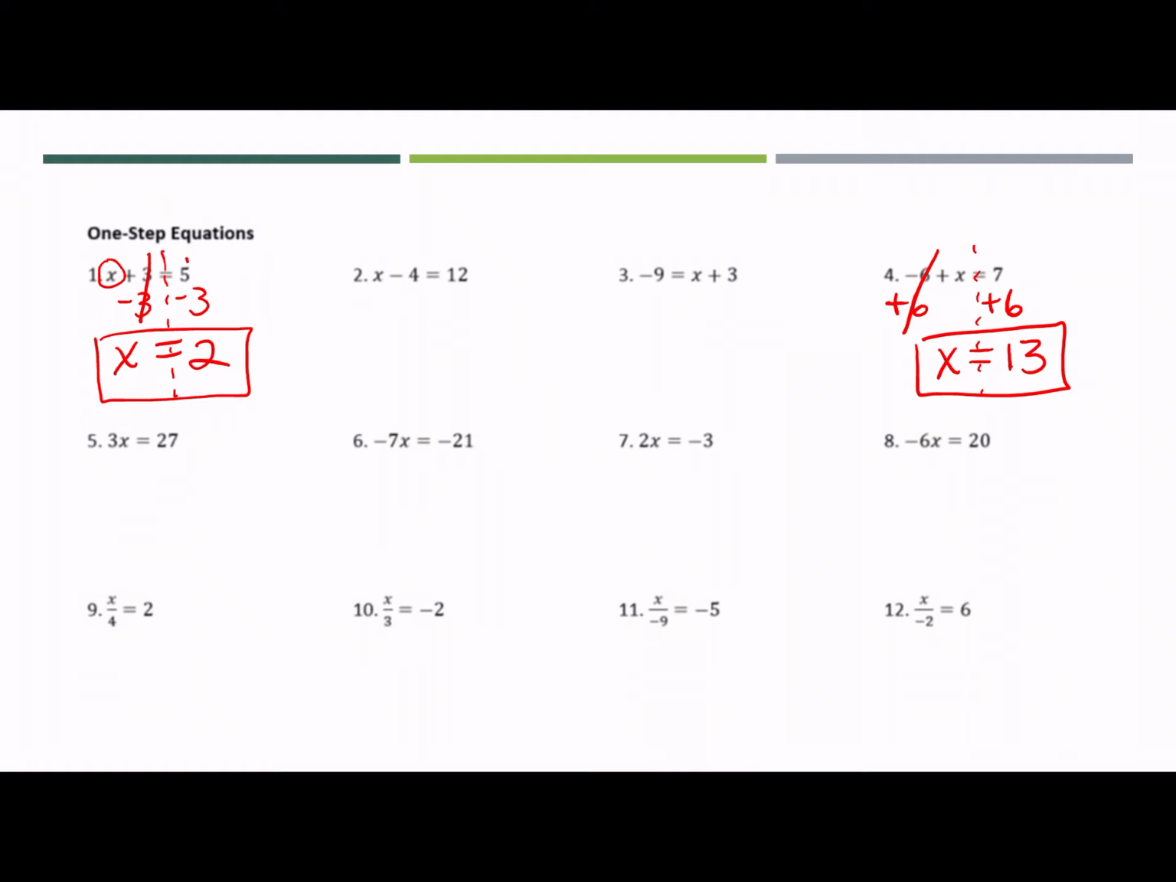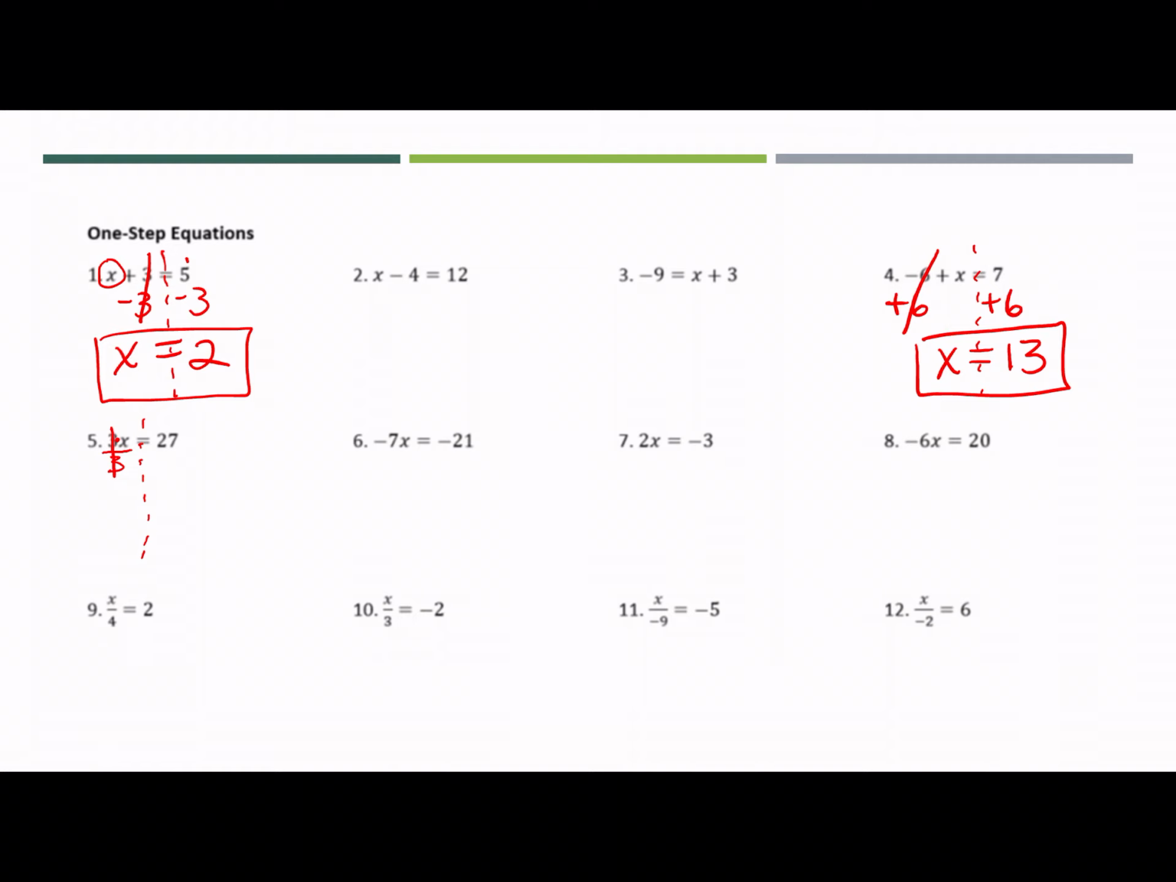Let me jump down to number 5. So number 5, I have 3x is equal to 27. Now 3x means 3 times x. So again, the inverse of multiplication is division. So if I want to get rid of this multiplying by 3, I have to divide by 3. And again, I can think of my invisible line there. If I divide by 3, 3 over 3, 3 divided by 3 is 1.